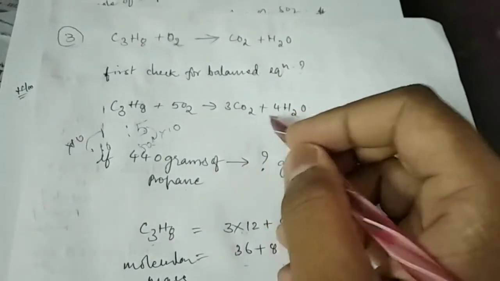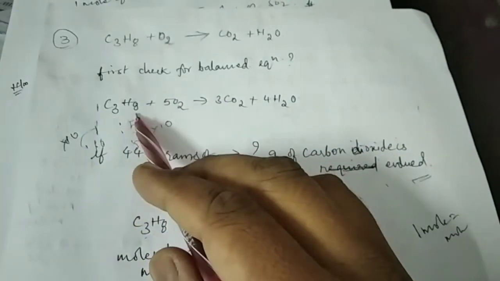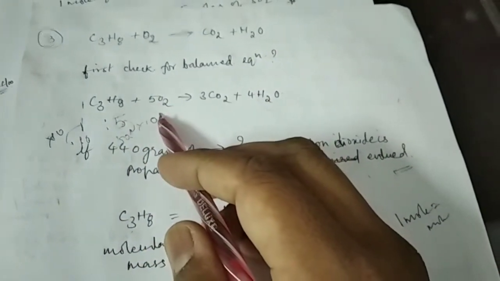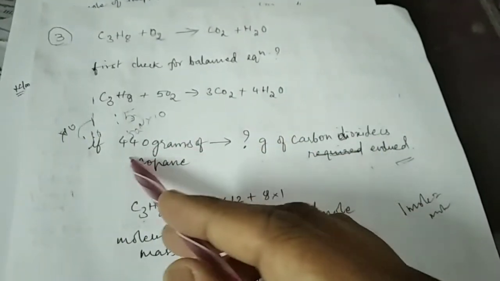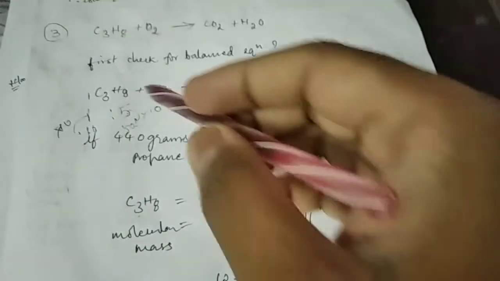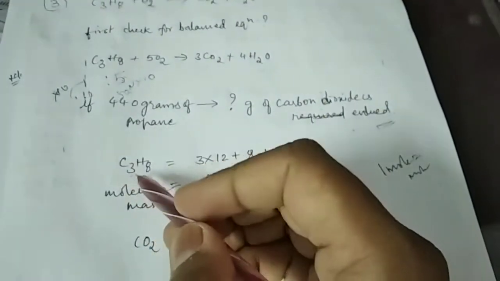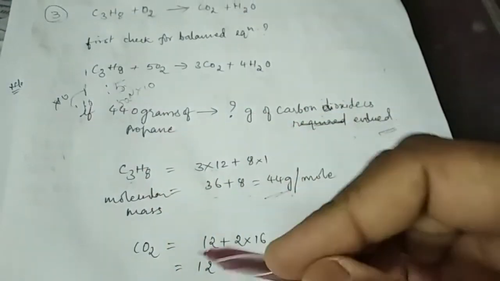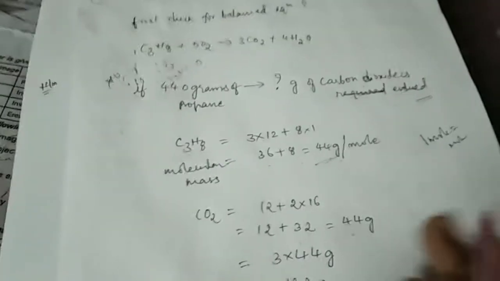So first of all, balance the equation, students. If it is not balanced, just balance it. After balancing, we can see that 1 mole of propane needs 5 moles of oxygen. Now they did not ask in moles, they are asking in grams. That means if 440 grams of propane is given to you, how much carbon dioxide is evolved? To find it in grams, we need to find the molecular mass, right?